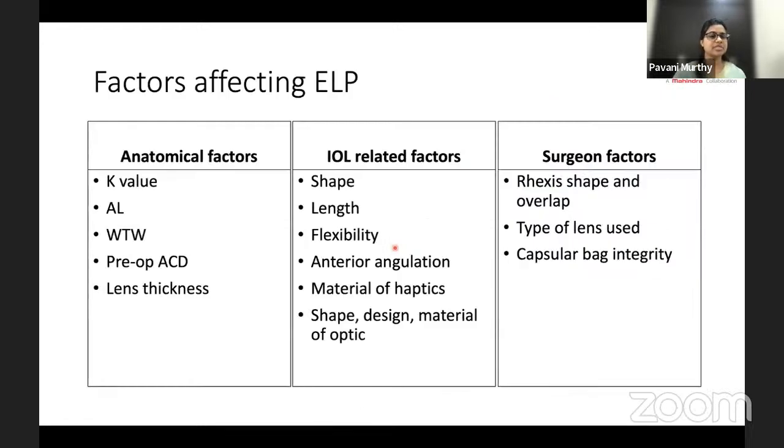The factors which affect ELP are many, not just the anatomical factors, but the IOL related factors as well, like the shape, the length of the IOL, the materials with which it is made, the anterior angulation of the haptics, the material of the haptics, and certain factors like the rhexis shape, whether the rhexis nicely overlaps the optic or not, the type of the lens which is being used, a PCIOL, a sulcus fixated IOL, and also on the capsular bag integrity.